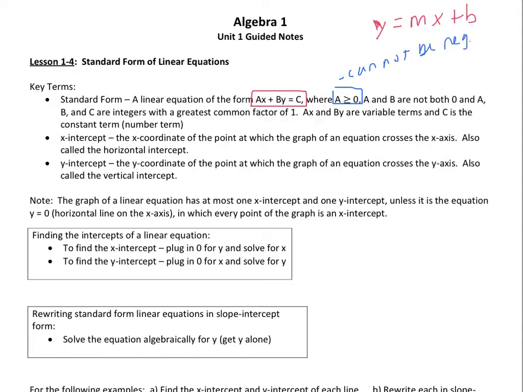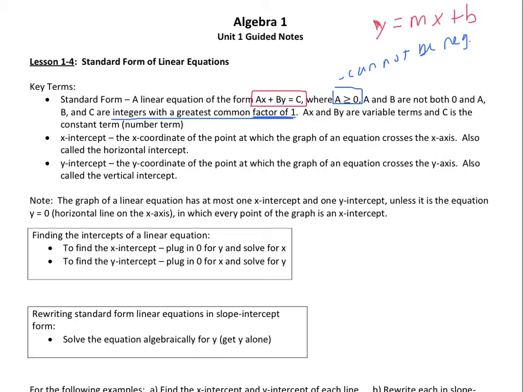A and b are not both 0. One of them can be 0, but not both. And a, b, and c are integers, so no fractions, with the greatest common factor of 1. So it has to be simplified.